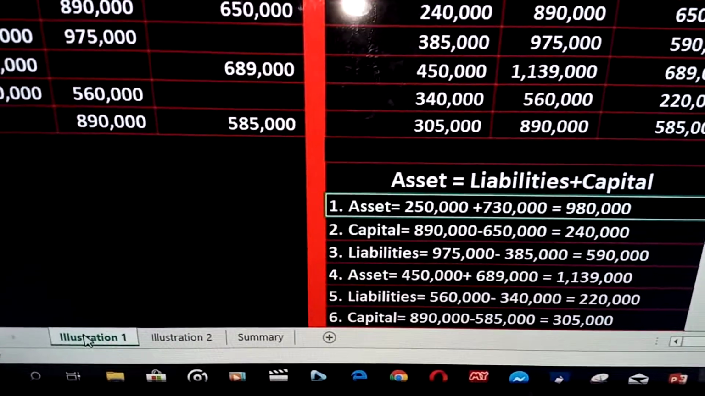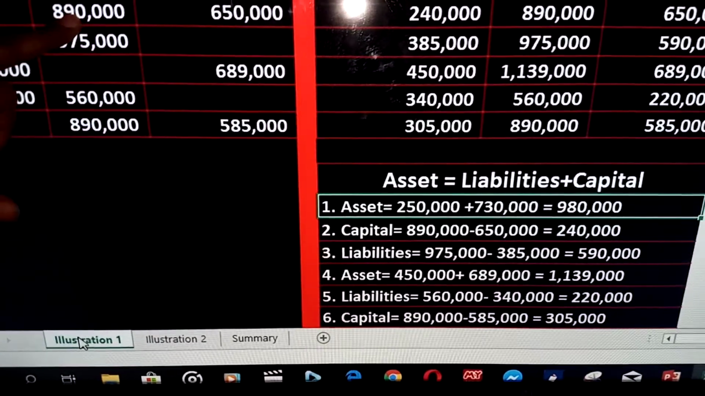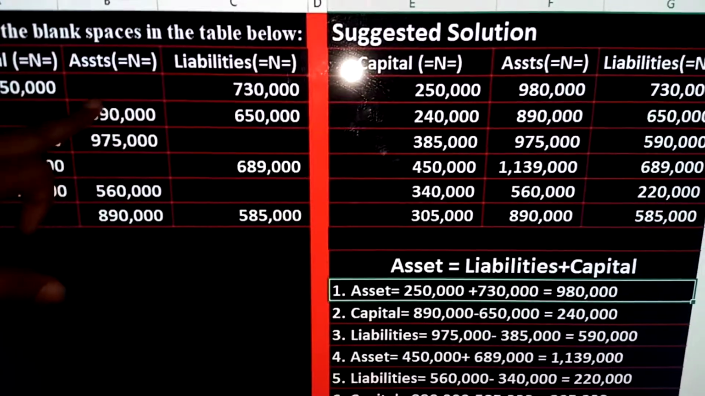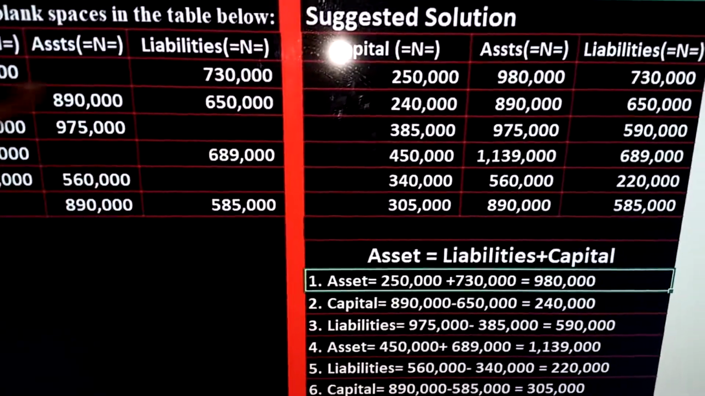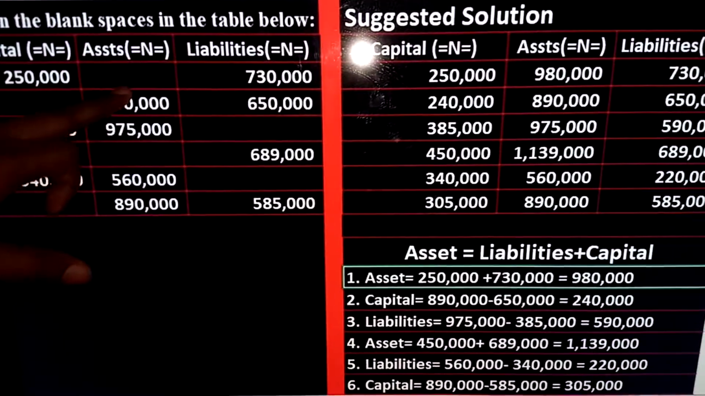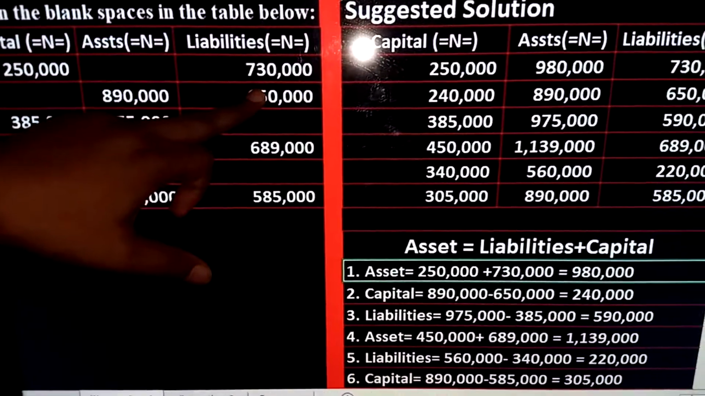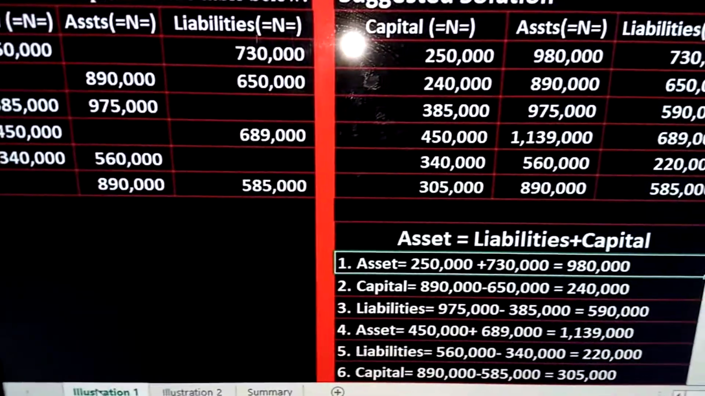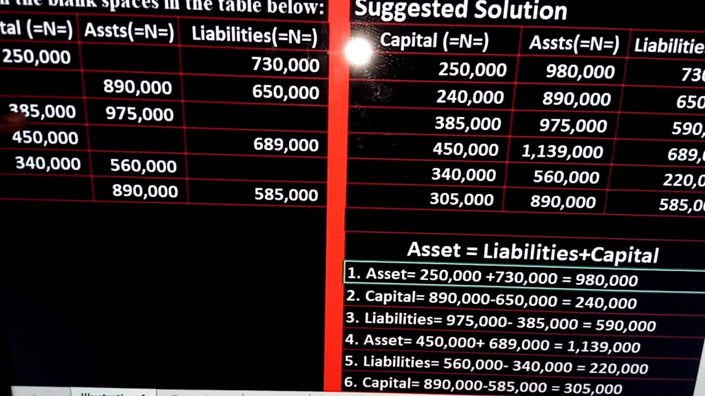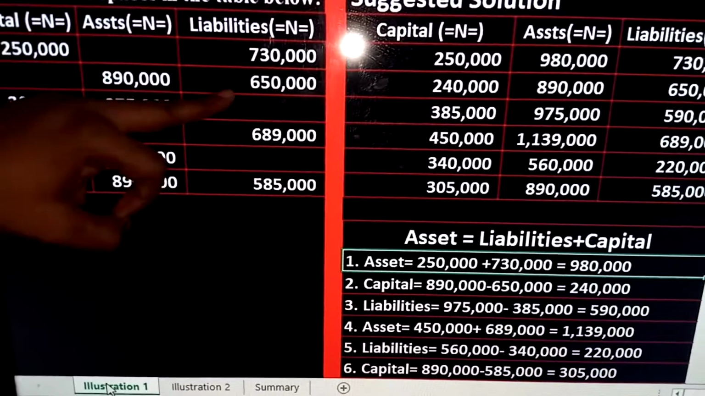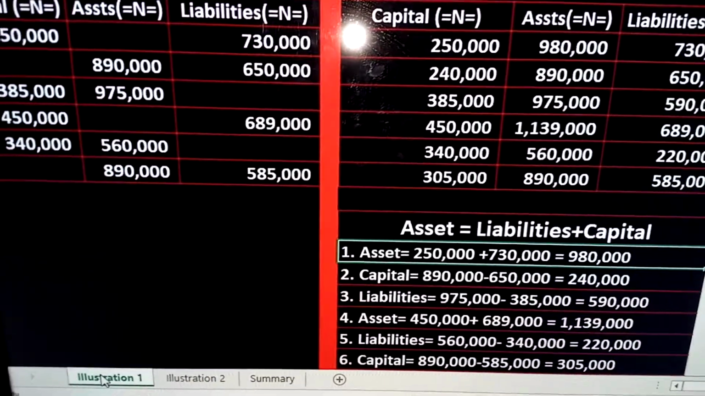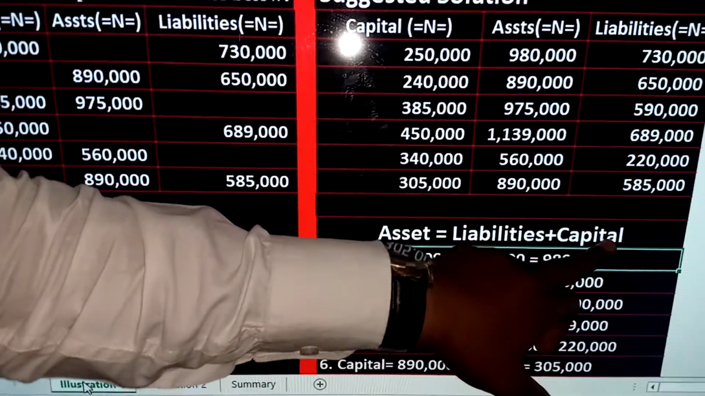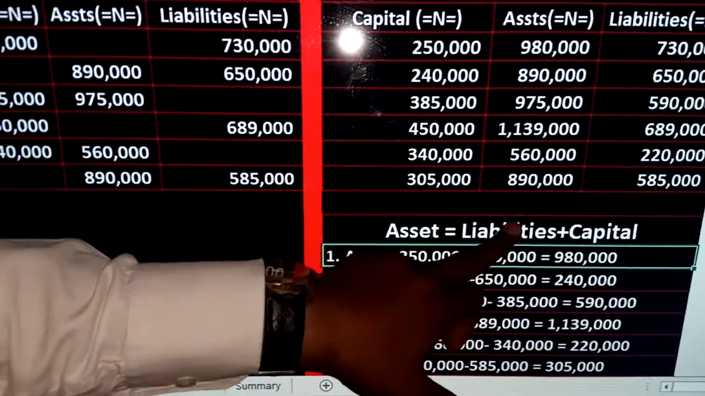So what is our asset? Our asset is 890,000. What's liabilities here? 650,000. So asset minus liability is equals to what? Capital. So 890,000 minus 650,000 gives us 240,000. The next one here is what? Capital here, we have it. Asset, we have it. We don't have liabilities. We know the equation. Asset is equal to liabilities plus what? Capital. So we're looking for what? Liabilities.